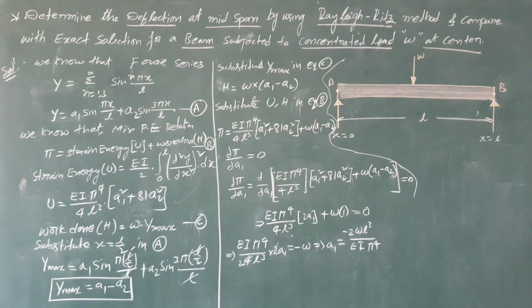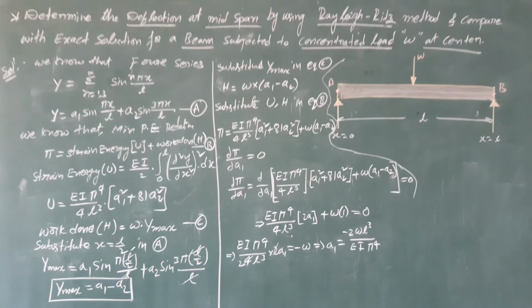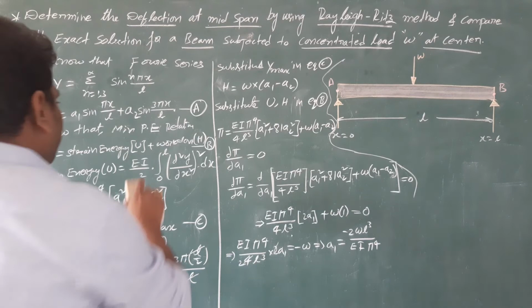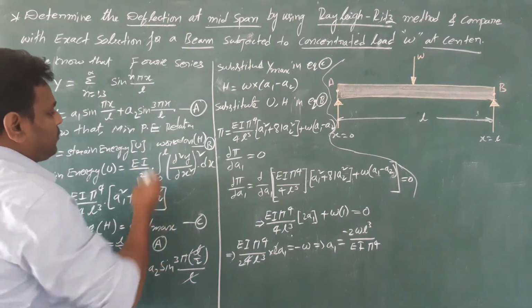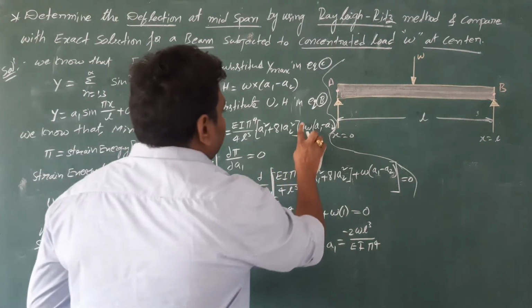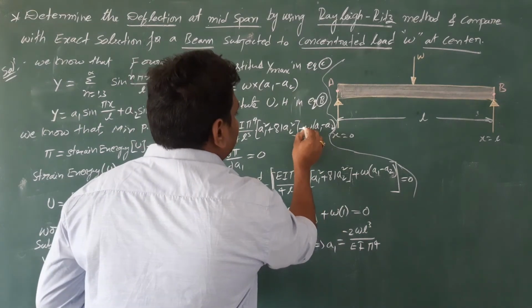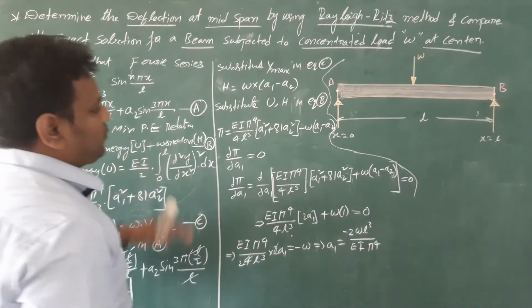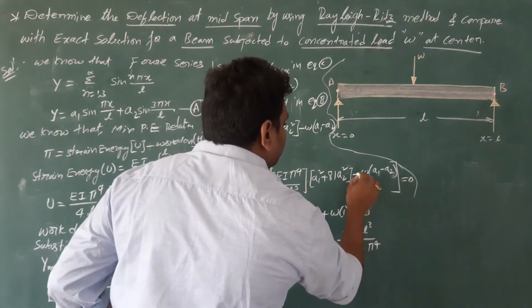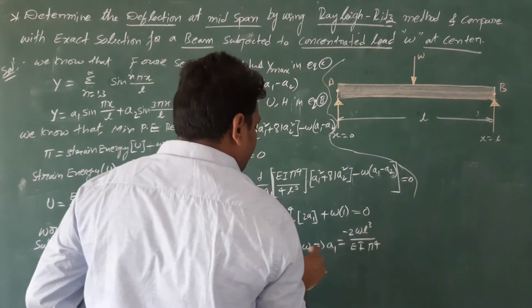We got the A1 value, but it is positive. Sorry, we are forgetting: this is negative. This is also negative, that is strain energy minus work done.